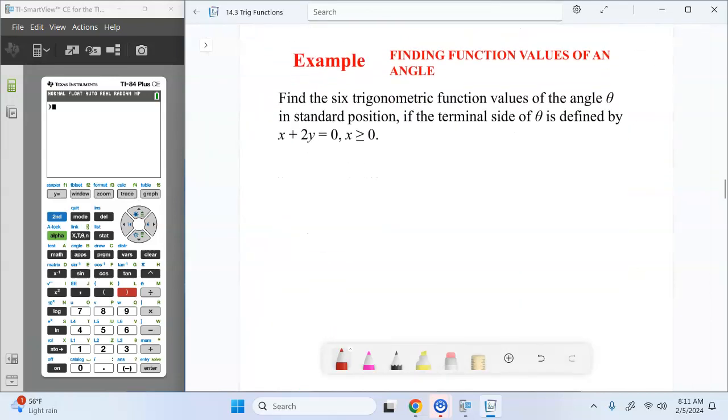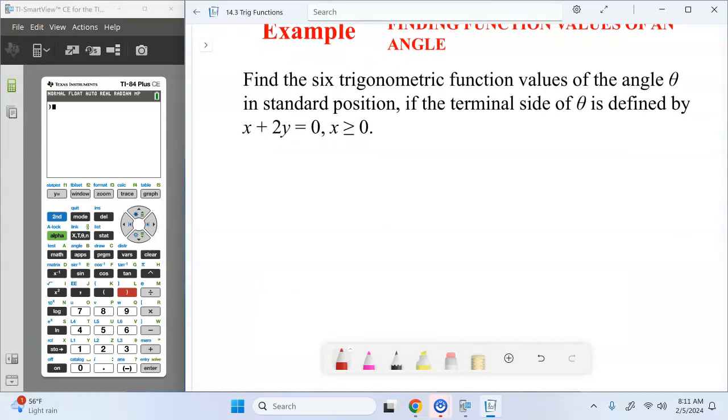All right? Now, this one's set up a little bit different. So we want to find the 6 trigonometric function values of the angle theta in standard position if the terminal side is defined by this line. Defined by that line. So what we want to do is figure out where that line is. Based on what we're doing, we know it has to go through the origin. So really all I need to do is figure out what its slope is, so I can figure out some of the points on that line.